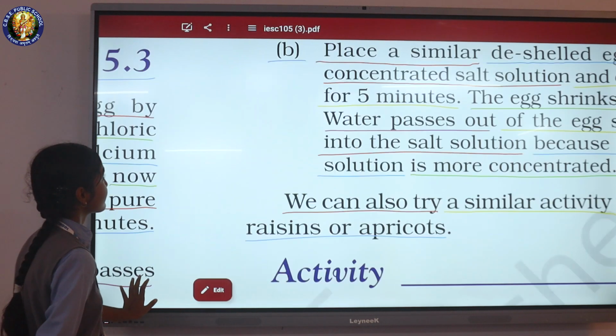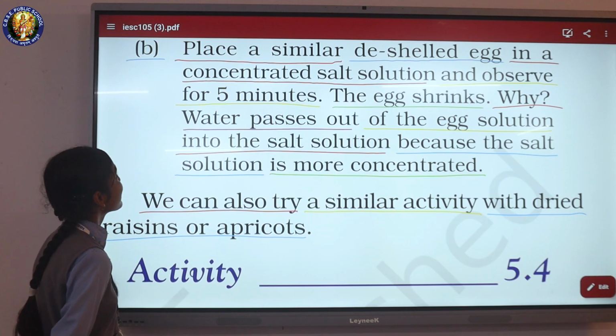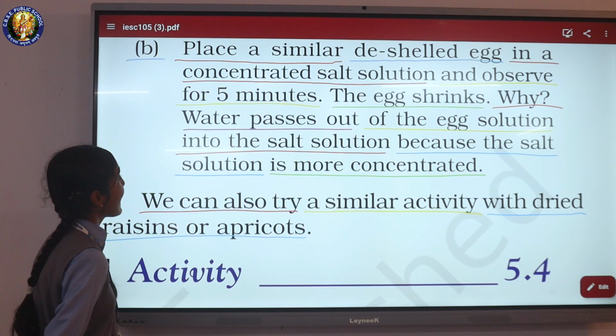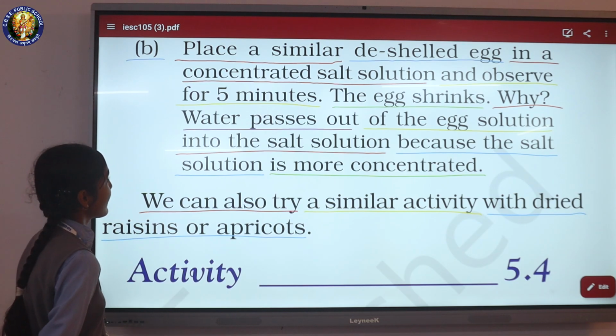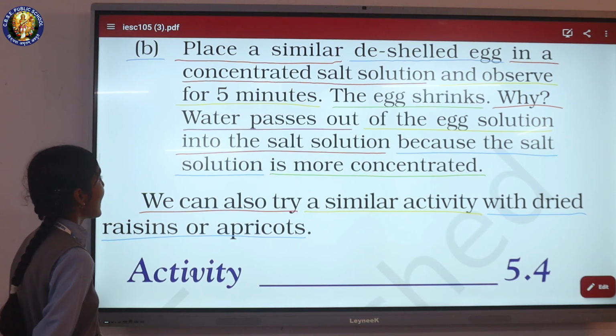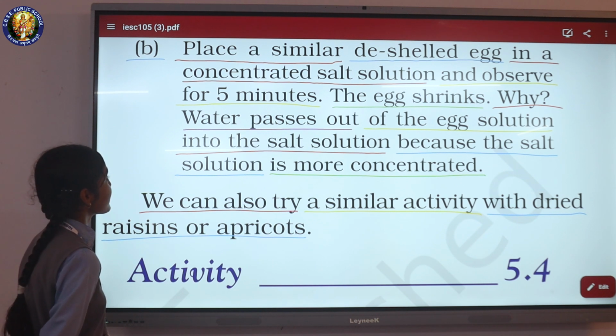B. Place a similar de-shelled egg in a concentrated salt solution and observe for 5 minutes. The egg shrinks because water passes out into the salt solution, because the salt solution is more concentrated.